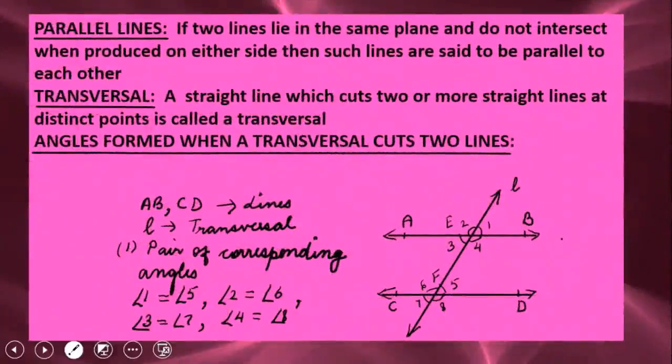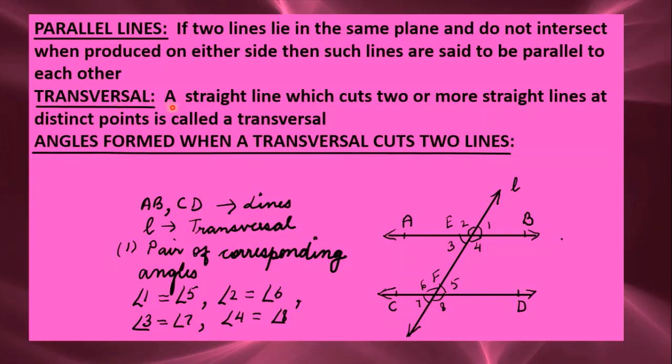So the topic is parallel lines. If two lines lie in the same plane and do not intersect when produced on either side, then such lines are said to be parallel to each other. That is, if these two lines are there and we produce them, they will not intersect. Such lines are known as parallel lines.